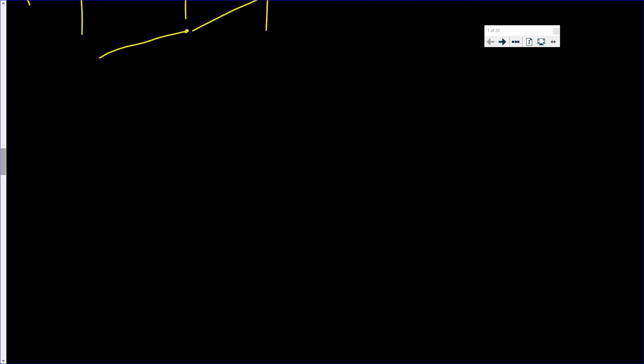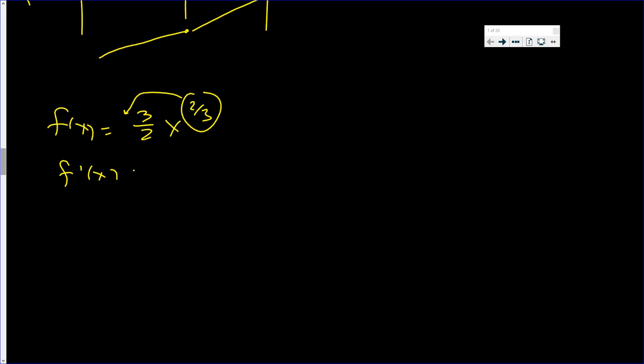Okay. Let us look at the next one. Suppose you have that f of x is equal to 3/2 x to the 2/3. Well, f prime of x, you bring down the reciprocal, you'll get 1 times x to the negative 1/3. Remember, just do 2 minus 3, which is negative 1, and that's the numerator. Keep the same denominator. But this is 1 over x to the 1/3.